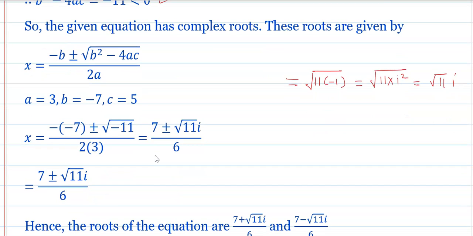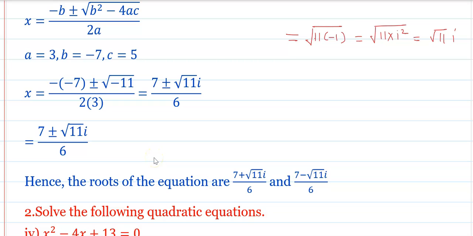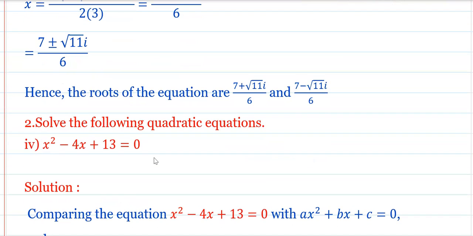Okay. Therefore, the roots of this equation x is equal to 7 plus or minus, since minus minus becomes plus, 7 plus or minus root of 11 i upon 6. Therefore, the roots of this equation are x is equal to 7 plus root of 11 into i upon 6 and 7 minus root of 11 i upon 6.